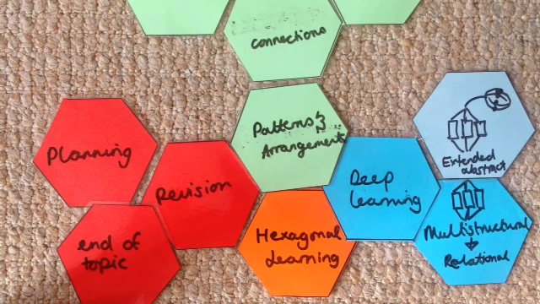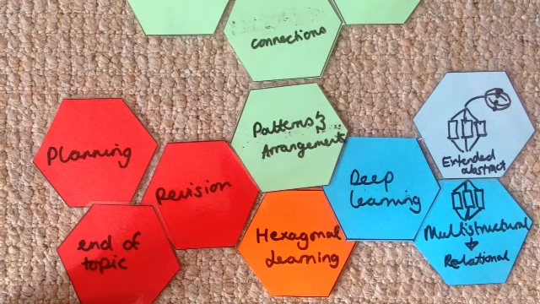Okay, so what we're looking at is hexagonal learning, which is a way of encouraging deep learning. Deep learning is when you're going from the kind of obvious things up to making deeper connections, getting really good things down on the paper. So this is moving from multi-structural to relational evidence.